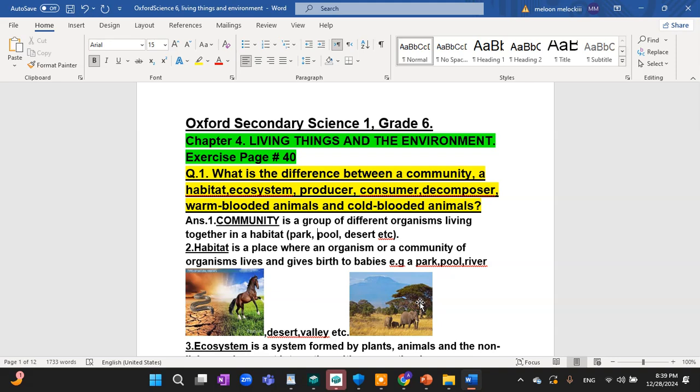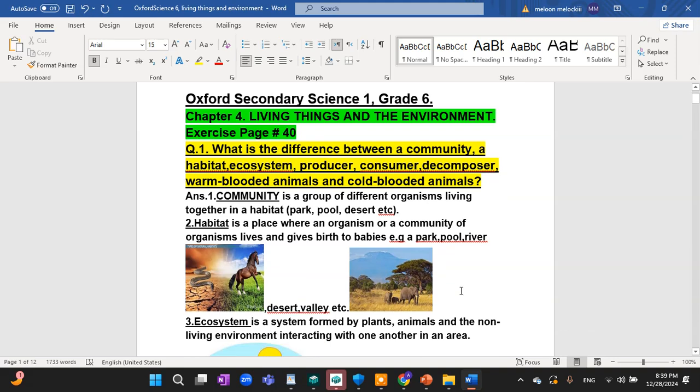The answer. The first one, let's talk about community. What is community? Community is a group of different organisms living together in a habitat, for example, park, pool, desert, etc. Second, habitat. What is habitat? Habitat is a place where an organism or a community of living organisms live together and give birth to babies. For example, a park, pool, river, desert or valley. All these are examples of habitats.